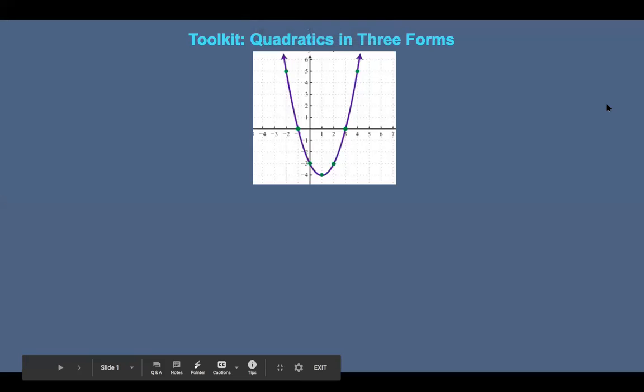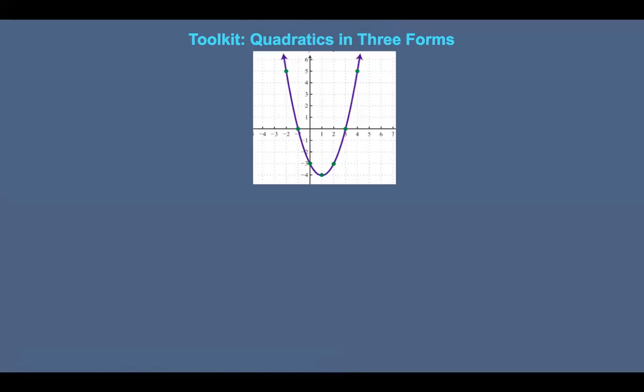Hi everyone, today I'm going to talk about the quadratic equations in three forms. Here we have the graph of a parabola. Even though this is one parabola graph, there are three equivalent equations that can describe this graph.